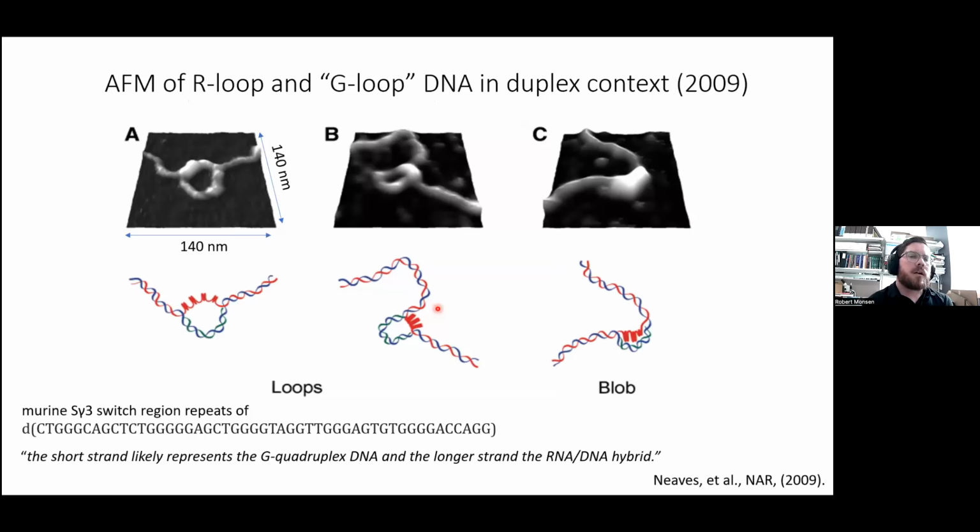About 5 years later, Neves and colleagues published a study doing a similar thing, this time by atomic force microscopy. They used a plasmid as well, with G-rich inserts to form quadruplexes. Using the same in vitro transcription method, they were able to capture similar loops, as shown here in A, B, and C. The authors themselves say that the shorter region, the thicker, denser region here, corresponds to the G-quadruplex region, and the part that's looped out is the RNA-DNA duplex, or R loop.